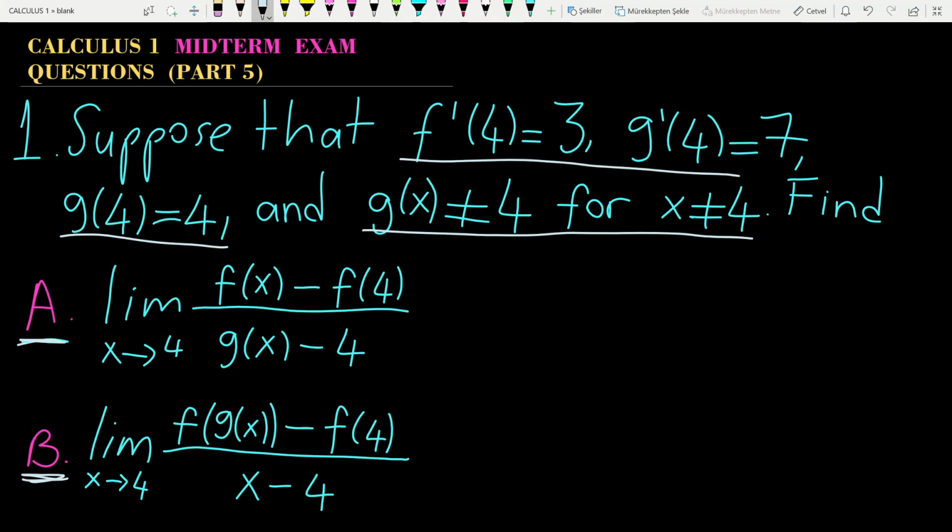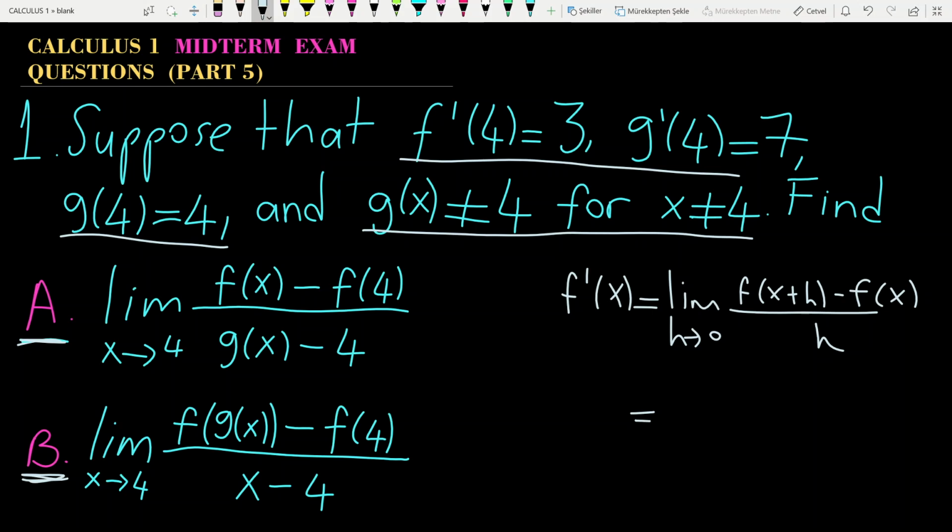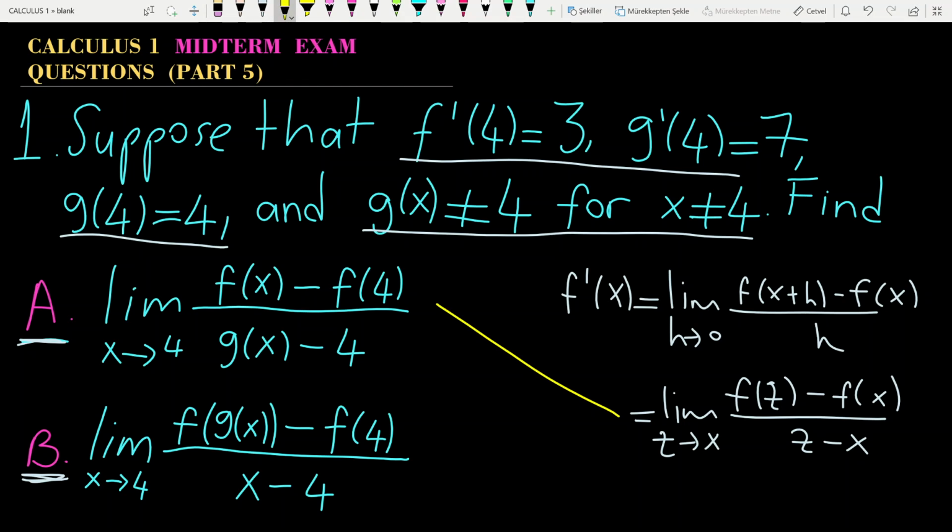So this is why I want to first remind you two definitions of derivatives, okay? The first definition is limit when h tends to 0, f of x plus h minus f of x divided by h. It is the first formal definition. The second one, z tends to x, f of z minus f of x divided by z minus x. When you look at A and B, you see that they are very similar to the second definition of derivative, right? But they are slightly different.